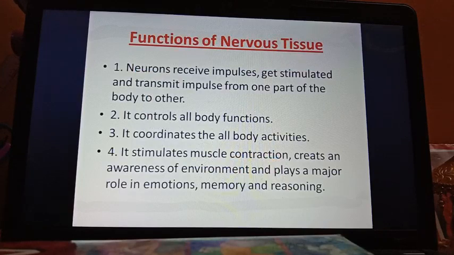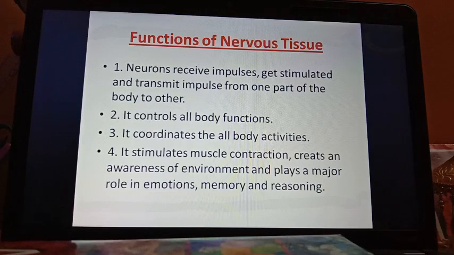Next is the functions of the nervous tissue. Neurons receive impulses, get stimulated and transmit the impulses from one part of the body to another. It controls all body functions. Nervous tissue coordinates all body activities and it stimulates muscle contraction, creates an awareness of the environment and plays a major role in emotions, memory and reasoning.